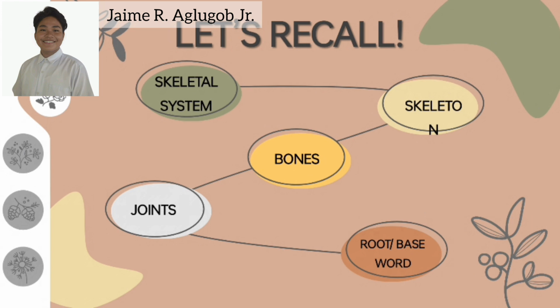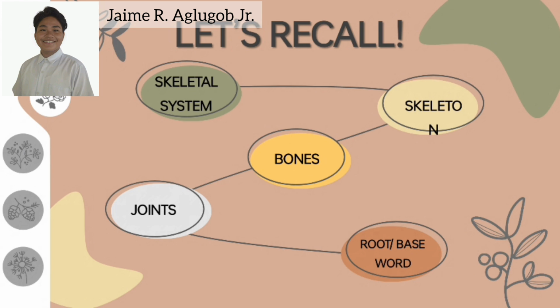Lastly, for number 5, the root or base word. The root or base word refers to the main body of the word, and it can be paired with prefixes and suffixes. It is crucial for us to know the root or base word in order to understand the language of medicine, and we can use this in our future affiliation in the hospital when we are in 3rd year or 4th year.